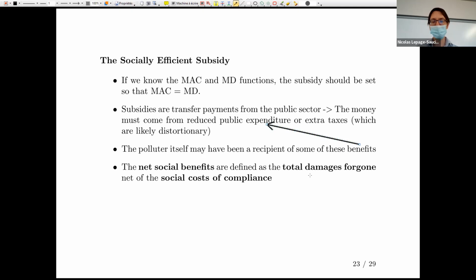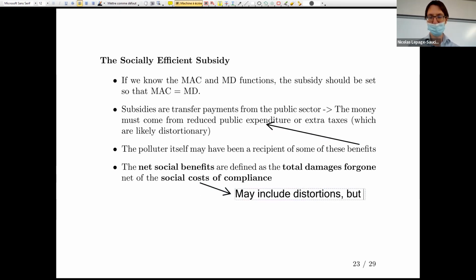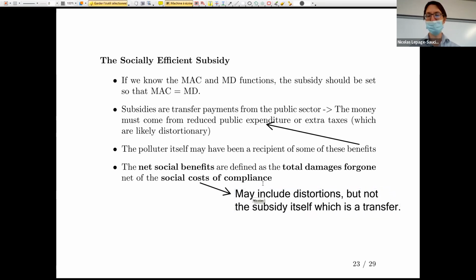So the net social benefit is, as we were saying, the total damage forgone, the area under the marginal damage curve, net of the social cost of compliance. By the way, the social cost of compliance may include distortion, but not the subsidy itself, which is a transfer. Usually if I ask you to compute this, I'm not going to tell you the size of the distortion is XYZ, because who knows what the distortion is, it's some other matter.